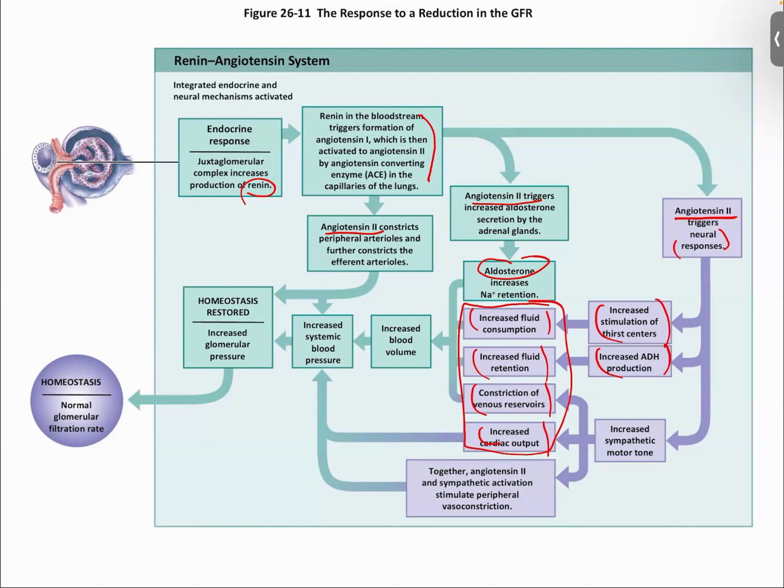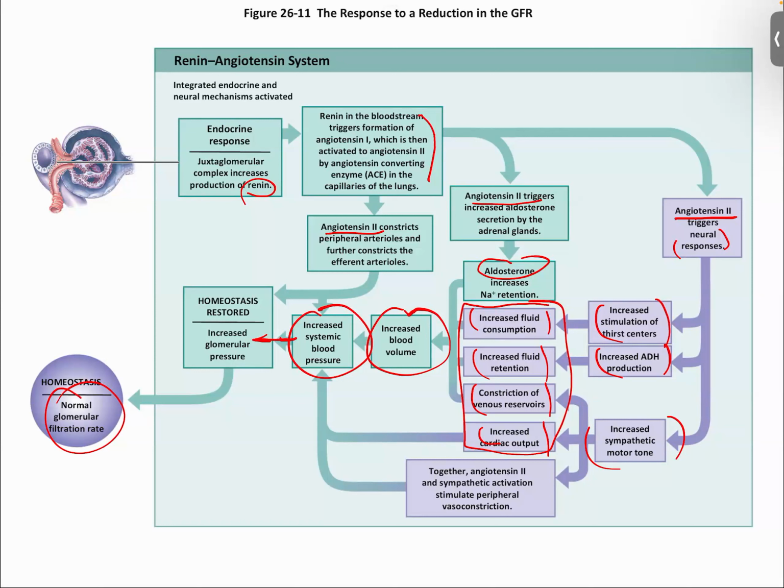And then of course down here, your last piece of your nervous system response is your sympathetic motor tone, which all basically works together to increase blood volume, which increases your blood pressure systemically, which will have a direct downstream effect on your glomerular pressure, which then increases your GFR. Wow. So that's RAS in its full glory.